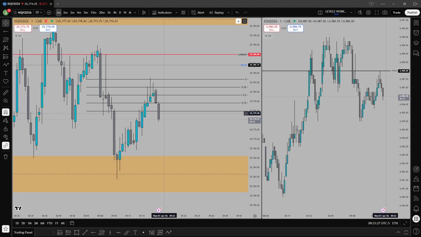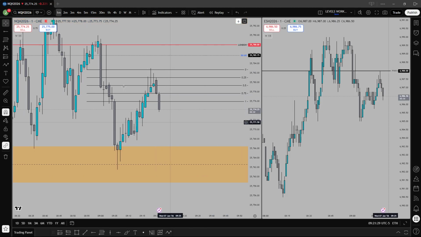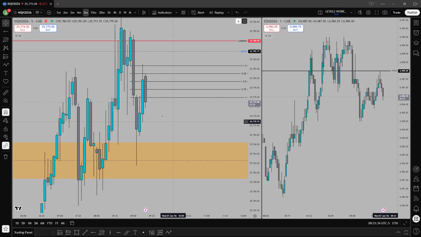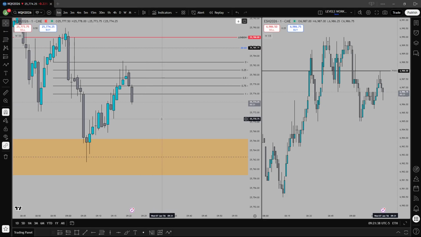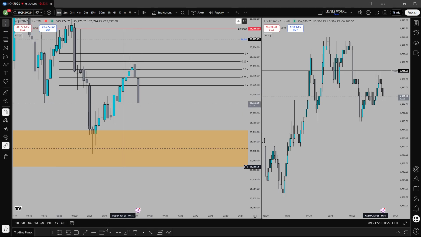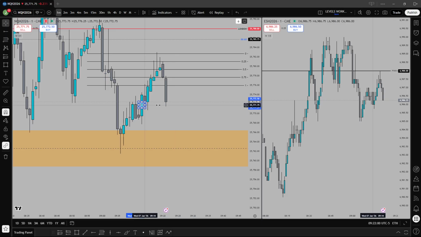I like the reaction of this 5 minute fair value gap, and if we can maybe create an imbalance here and then tap it and then reject from that gap, then I might start looking for these lows. See this one get inverted.